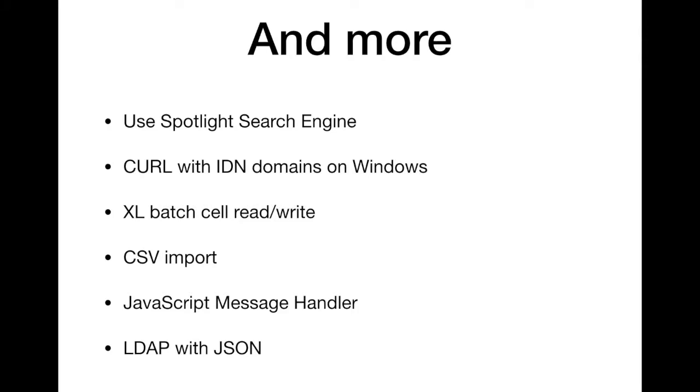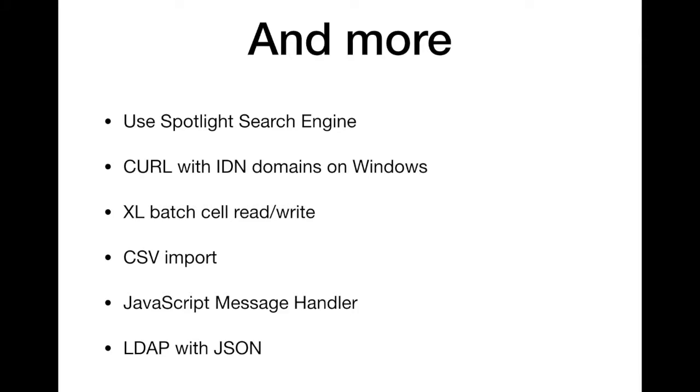On Windows, we can handle domains with international characters, like umlauts, which on the Mac should work by the system already. Then for writing and reading Excel files, we can now batch read cells or batch write cells. So you can send a list of text to the plugin to write 1,000 cells in one call. Also, you can read a range of cells as a big list.